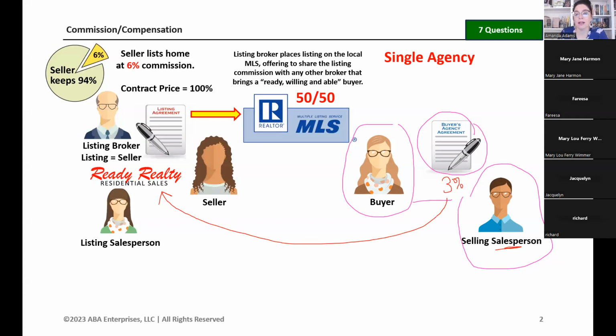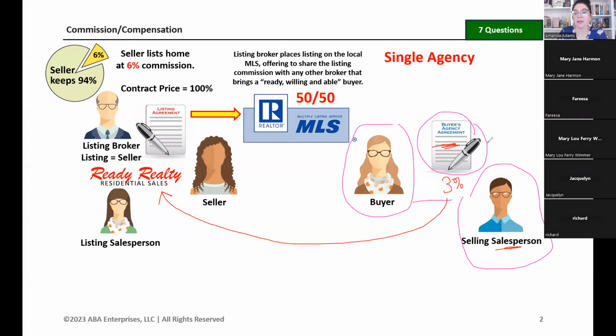But there's also verbiage in this contract that says, if I can't get the 3% from the listing side, then you, Miss Buyer, are on the hook for it. You're going to have to pay me the 3%.